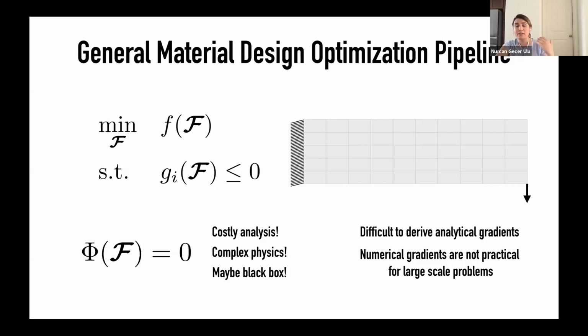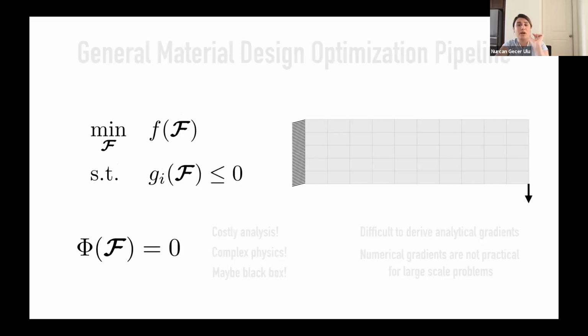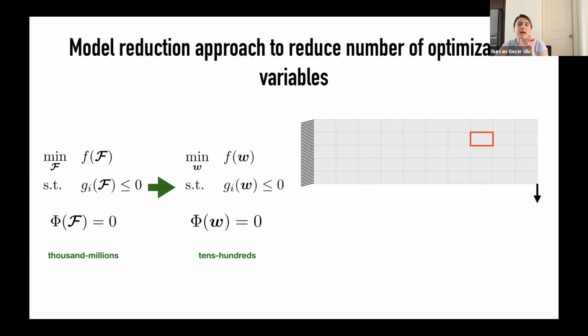Let's say if we have a discretization with thousands, millions of elements, that means that we need to get the numerical gradient for each of these elements here. And it means that we need to do about thousands or millions of additional analysis steps.